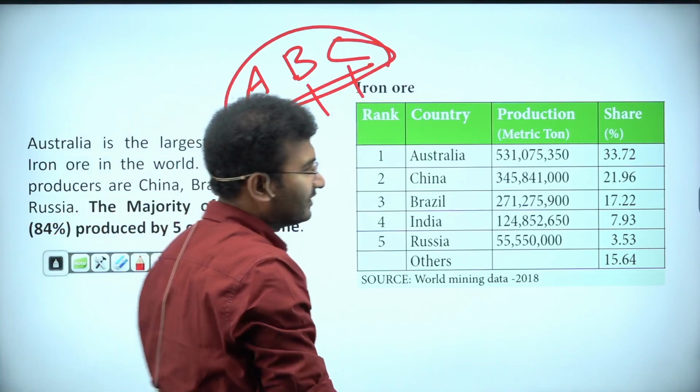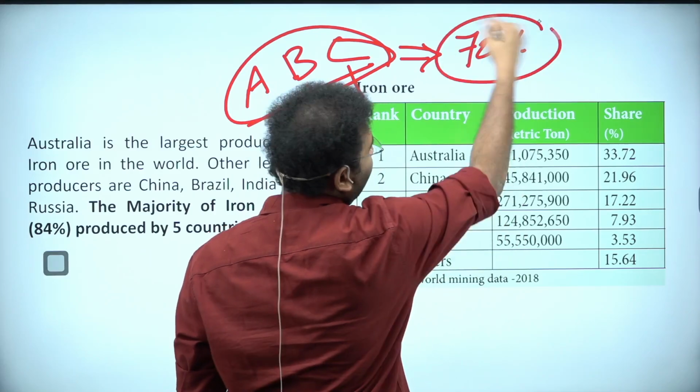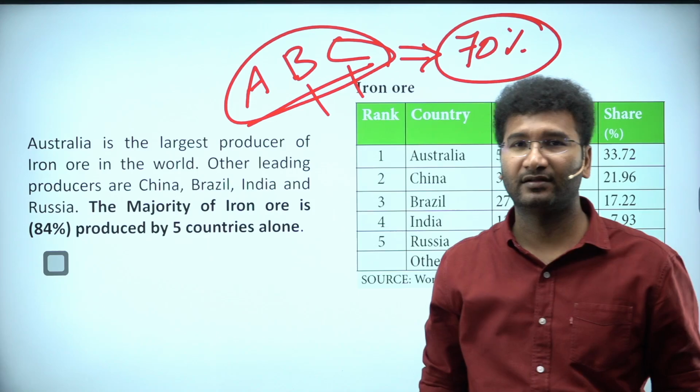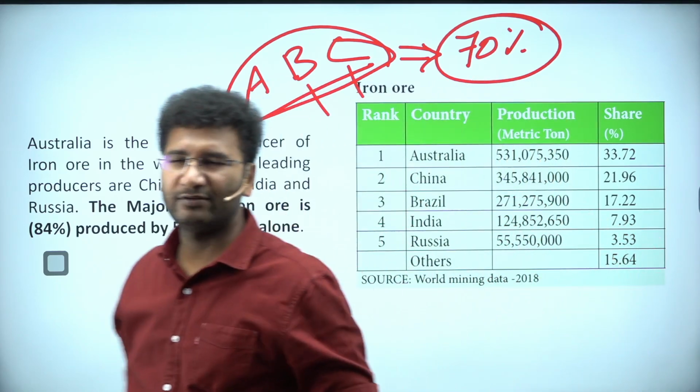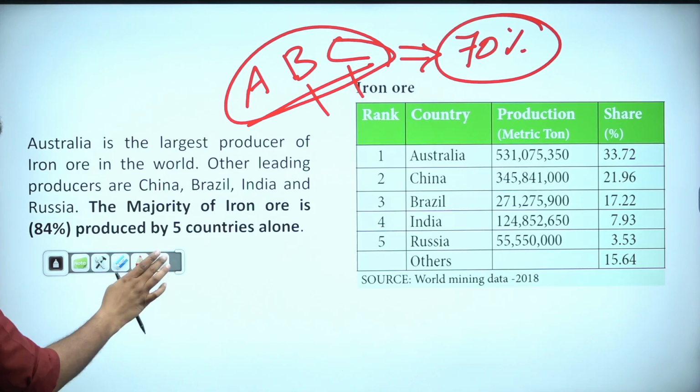These ABC countries, they own 70% of the total iron of the world, right? 70% of the total iron. Look at India's share, it is only 8%, very minimal, right? Come.